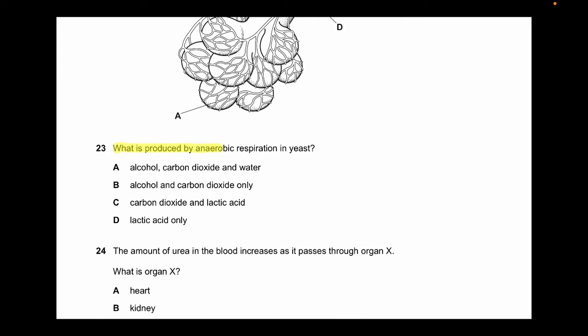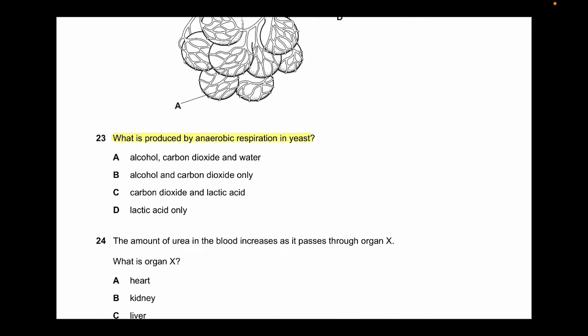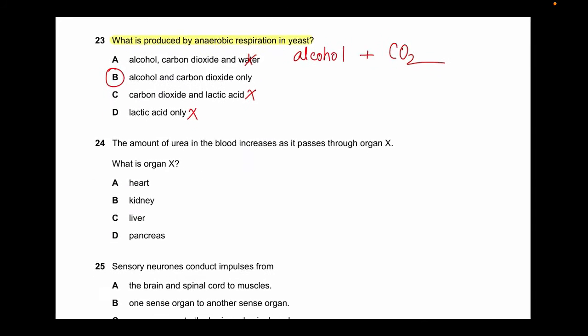What is produced by anaerobic respiration in yeast? We know that when anaerobic respiration in yeast occurs, it produces alcohol and carbon dioxide. So alcohol and carbon dioxide. Lactic acid will be wrong. Alcohol and carbon dioxide only will be correct. Water is also not produced.